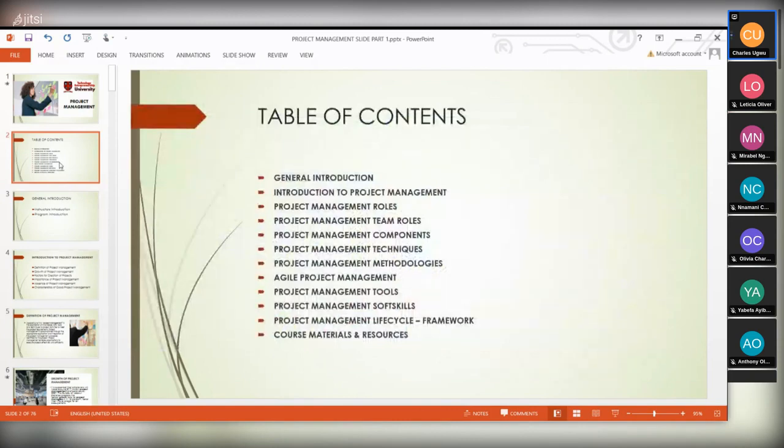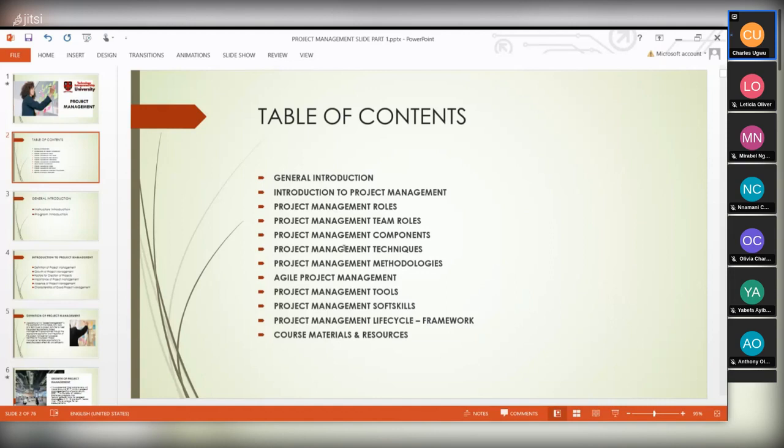This is the table of content of what we are trying to achieve. We are going to take it topic by topic till we finish the whole content, which is the course, a module. Project management is the first thing we are dealing with. We are going to tackle project management.